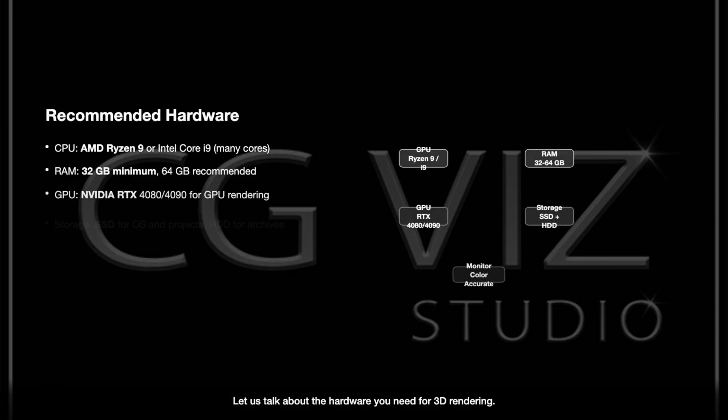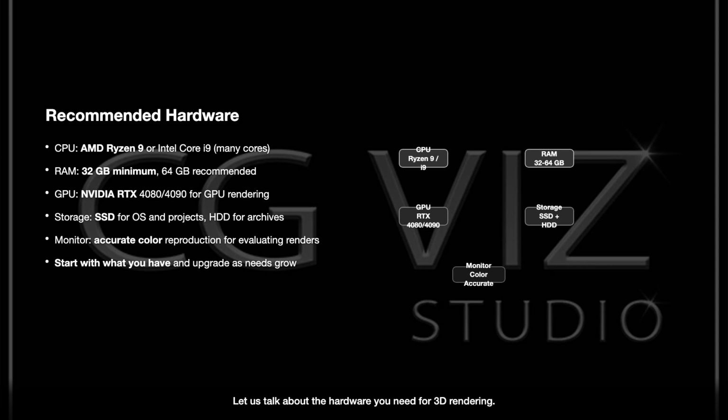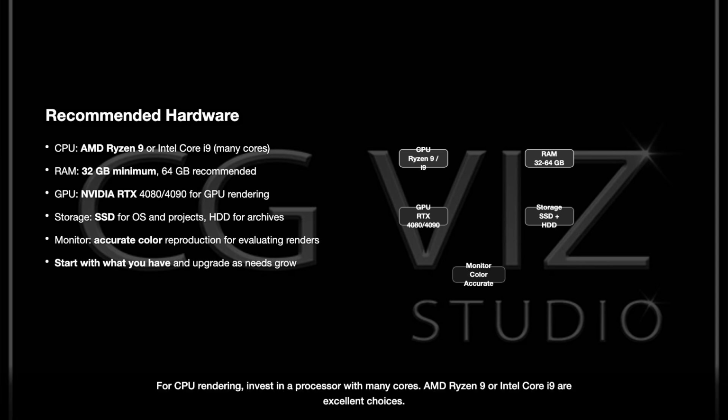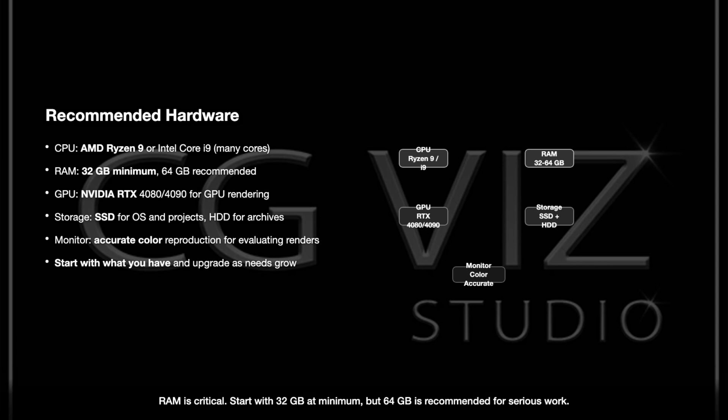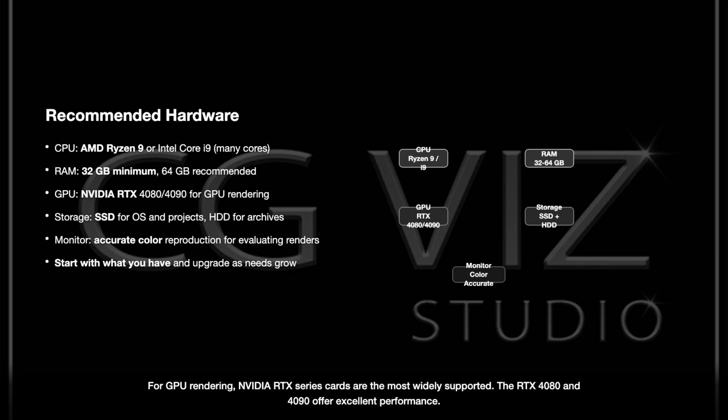Let us talk about the hardware you need for 3D rendering. For CPU rendering, invest in a processor with many cores. AMD Ryzen 9 or Intel Core i9 are excellent choices. RAM is critical. Start with 32 GB at minimum, but 64 GB is recommended for serious work. For GPU rendering, NVIDIA RTX series cards are the most widely supported. The RTX 4080 and 4090 offer excellent performance.